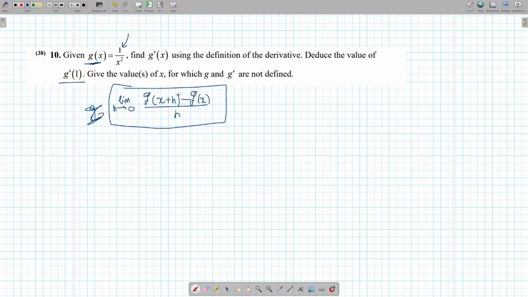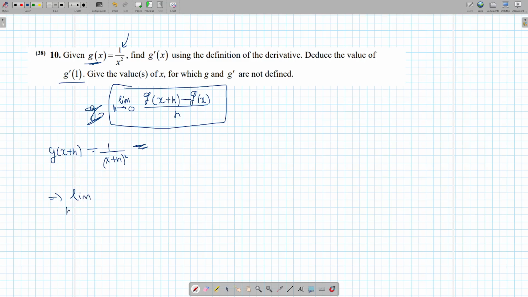So what did I tell you? Find them one by one. What's g of x plus h? It means instead of x, what am I putting? X plus h. Yeah, so 1 over x plus h squared. Since I literally copy the same thing, but instead of x, you put x plus h. Let's just keep it like this for now, because it's a fraction. Okay? g of x is just 1 over x squared. So we can now continue solving.